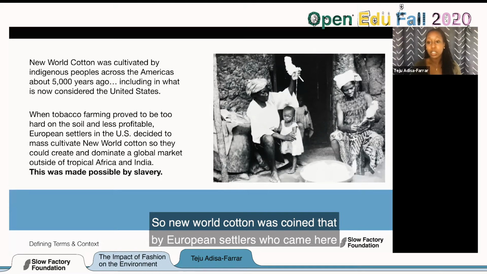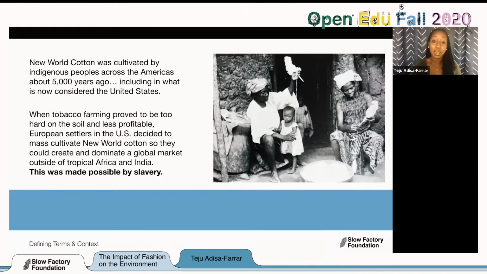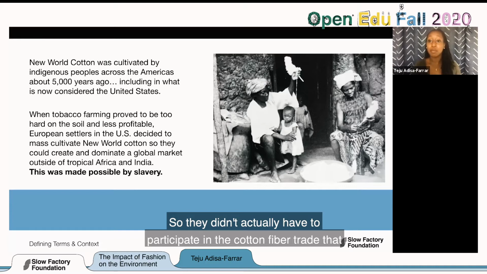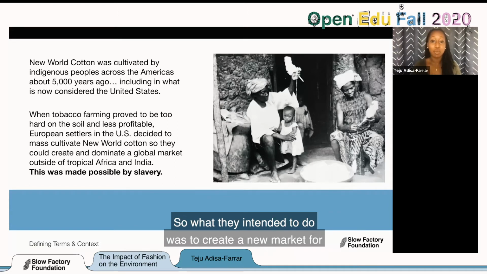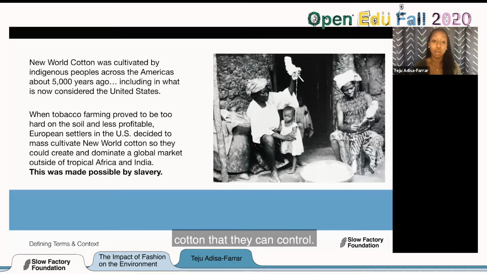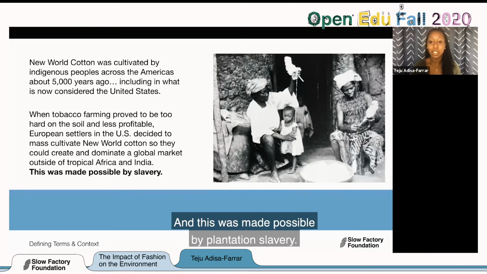So New World cotton was coined that by European settlers who came to the Americas and discovered that there was also a cotton seed that had been cultivated and domesticated, so they didn't actually have to participate in the cotton fiber trade that had already existed for centuries in the Indus Valley and in tropical West Africa. So what they intended to do was to create a new market for cotton that they can control, and this was made possible by plantation slavery.